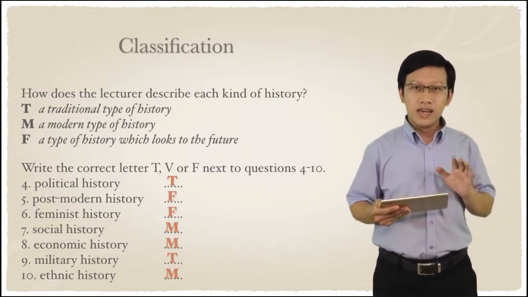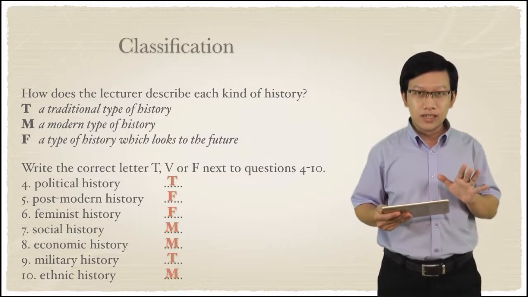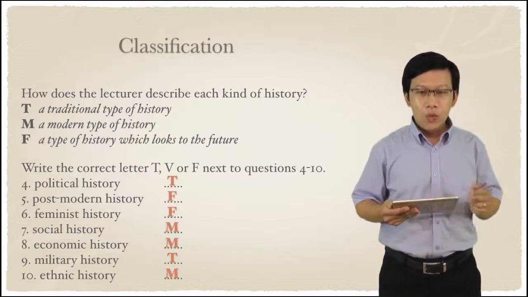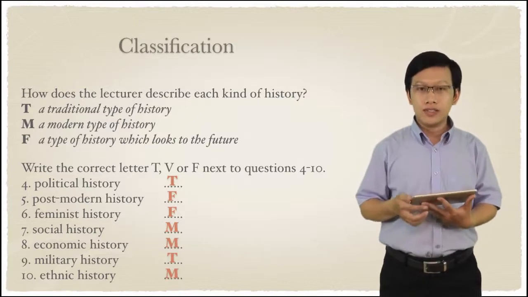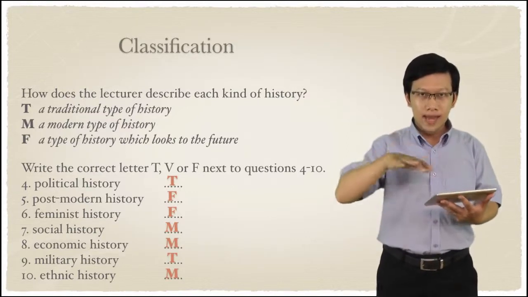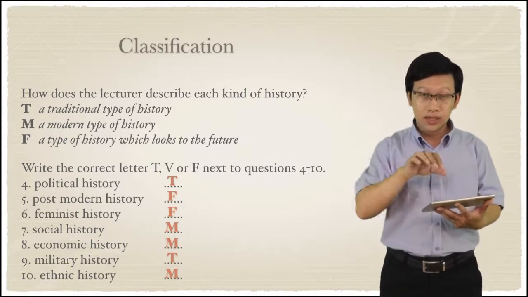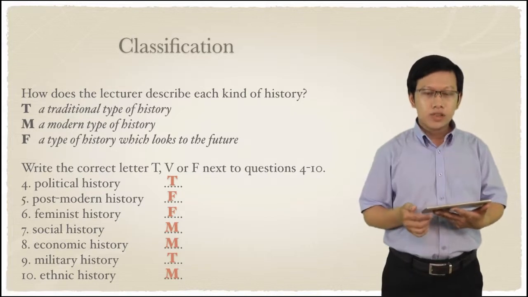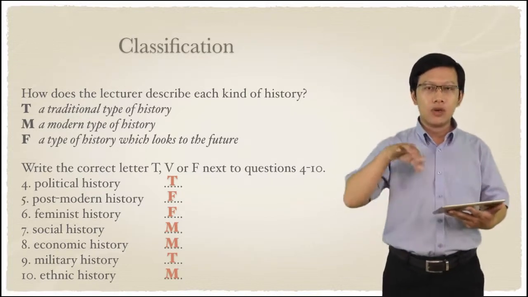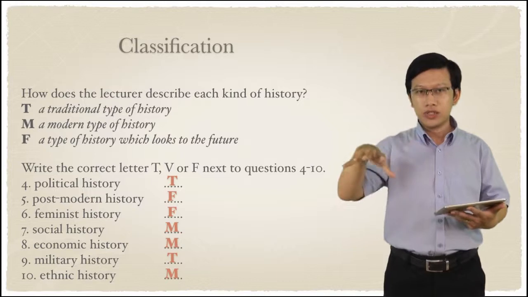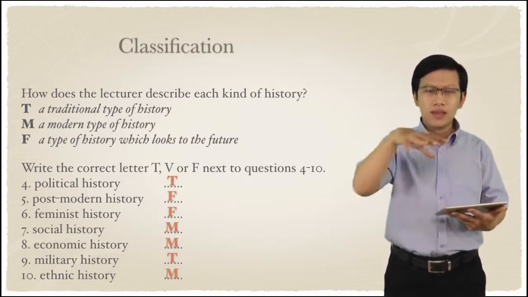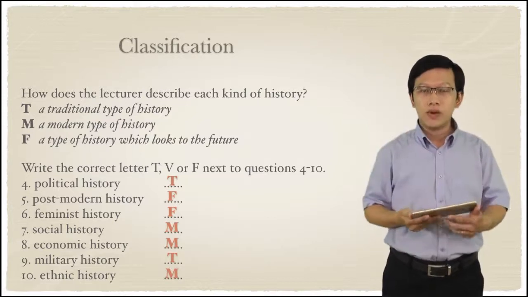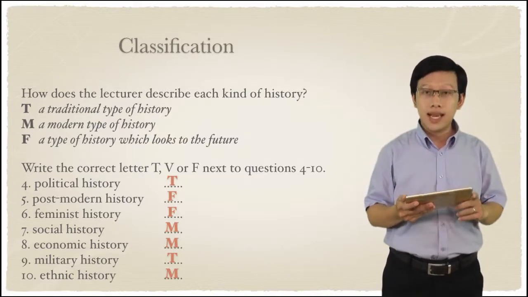All right, so we have done another example of exercise that looks at classification. What you had to do was to take a look at all of the types of history and then find the right category for them. Now, sometimes the speaker goes off track. He was talking about traditional, and then he talks about future, and then the modern time, and then goes back to the traditional. You have to look at the signpost phrases in order to find out the best answer for each case.